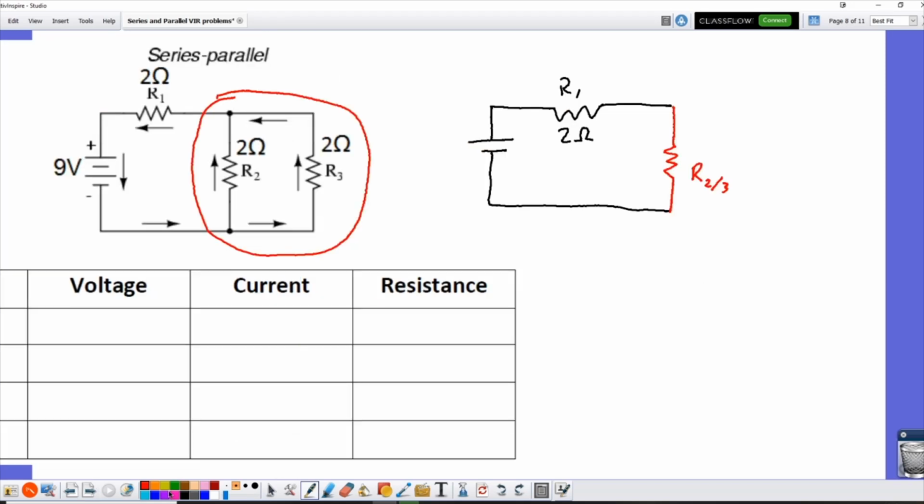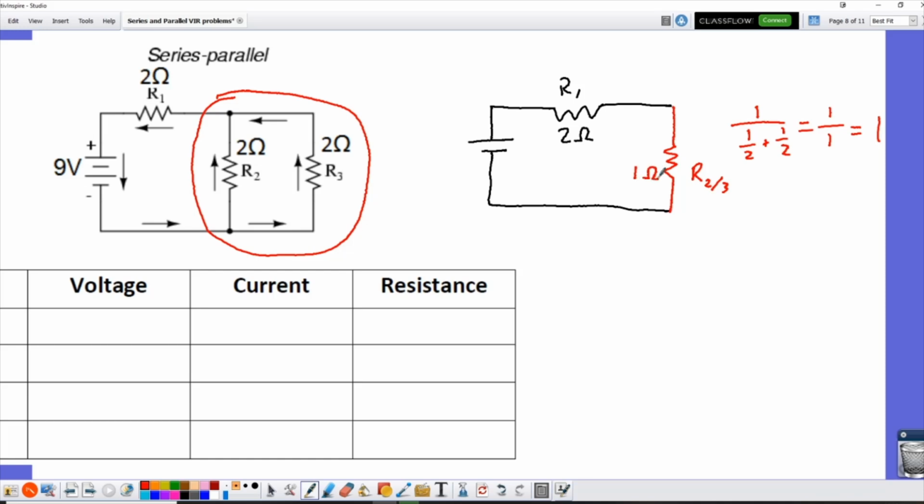If I have 1 over 1 over 2, because it's 1 over 2, plus 1 over 2 again. Okay, and if I simplify this, 1 half plus 1 half is just equal to 1. So this is just 1 over 1, which is simply 1. Okay, so the equivalent resistance that we have here is 1 ohm.